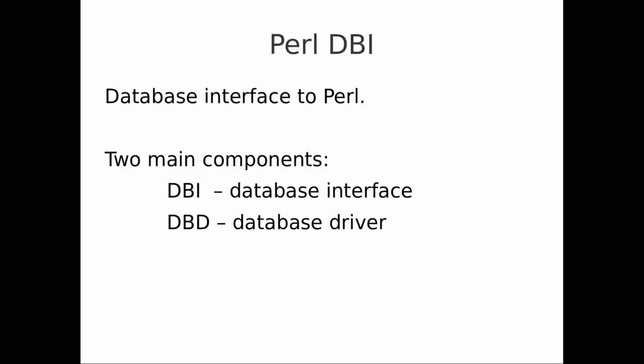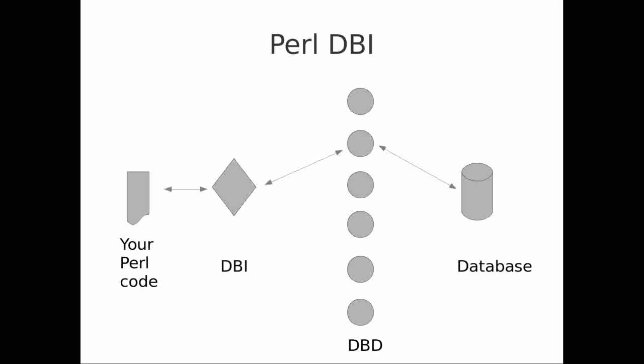There's two main components to the Perl DBI. The first is the database interface, the DBI, and the second is the database driver. And the database driver is what allows you to access the data. Perl DBI is structured so that you have your individual piece of Perl code, you have the database interface, and then you have your appropriate database driver depending on exactly what your database is that you're interacting with.